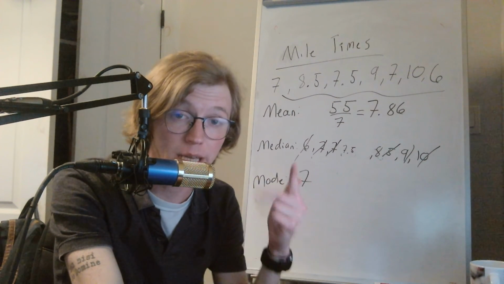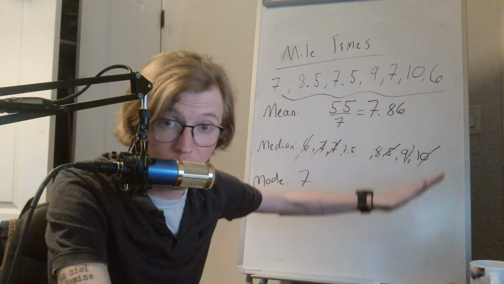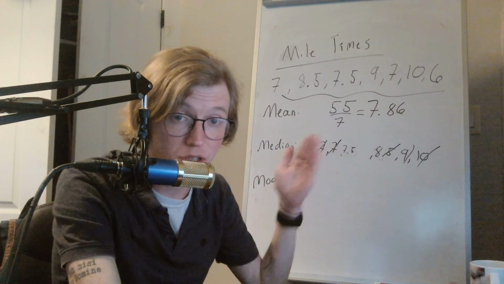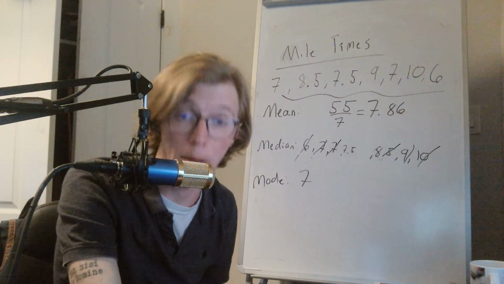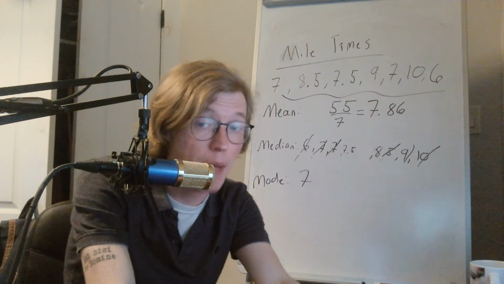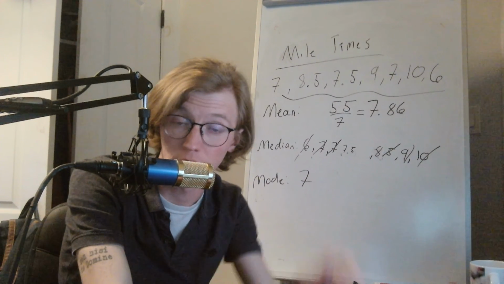So mean, median, mode. Mean is the average. You add up all the values and divide by the number of observations. Median is the value in the middle. You order from least to greatest, and you find the value in the middle. Mode is the most common. What happens more than once? If nothing repeats, if nothing happens more than once, then there is no mode. You don't do a calculation, you just say there's no mode.